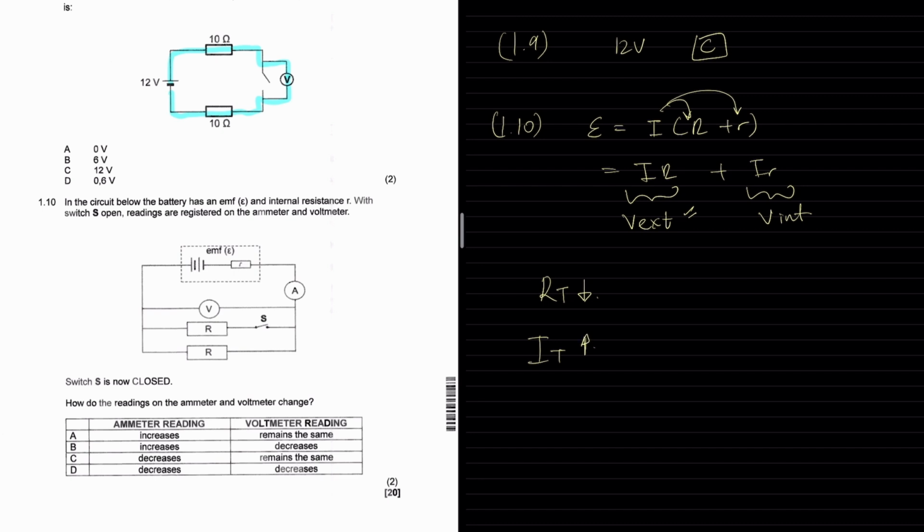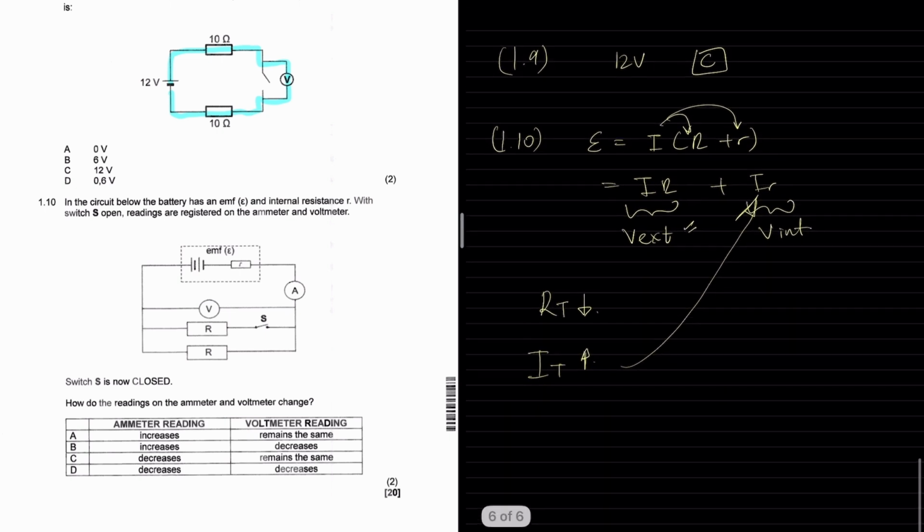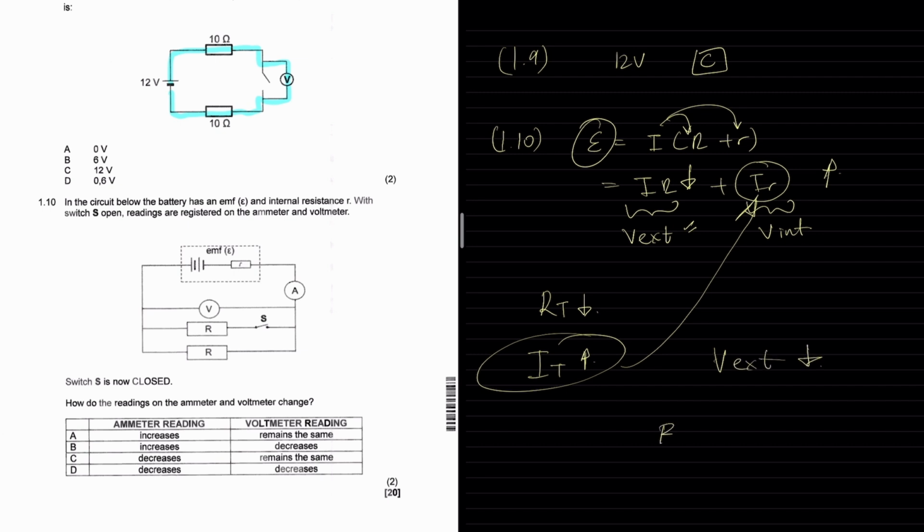Now, if I total increases, that's going to have a direct effect on the V internal. So we look at the V internal. Since V internal is equal to I times small r, the V internal will increase. If V internal increases, the V external has to decrease since the EMF is constant. So the answer that we're going to look for is the one that says that the total current increases and the voltage decreases. So that answer is B.